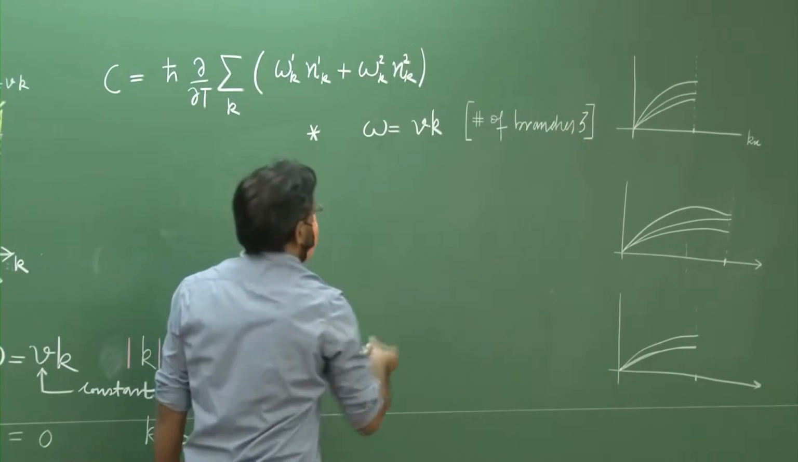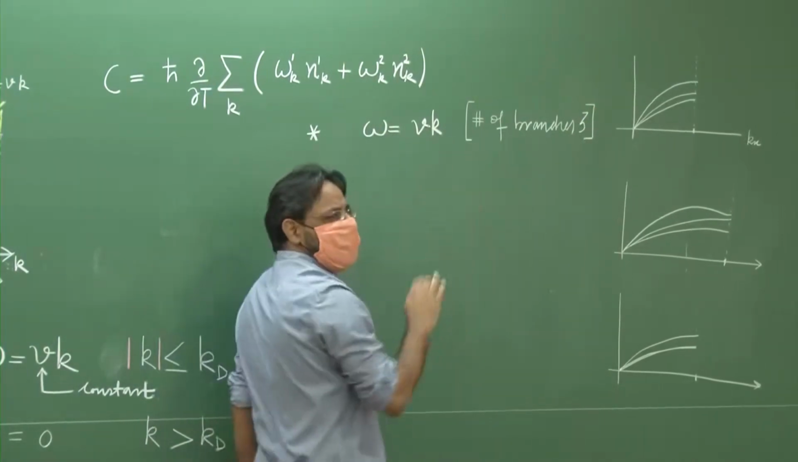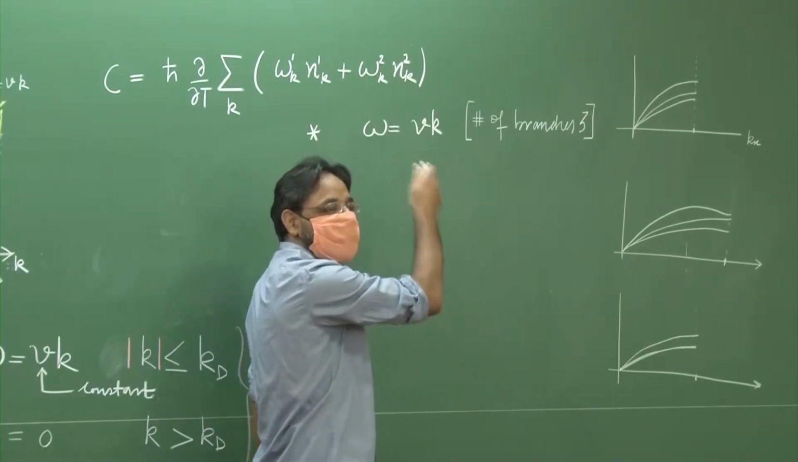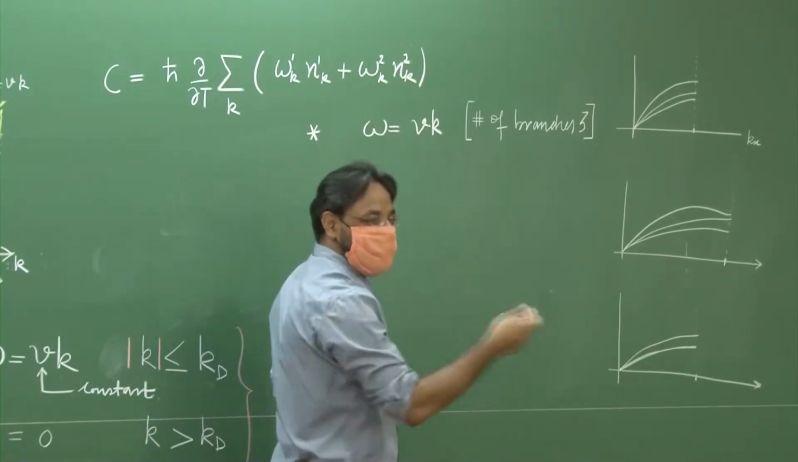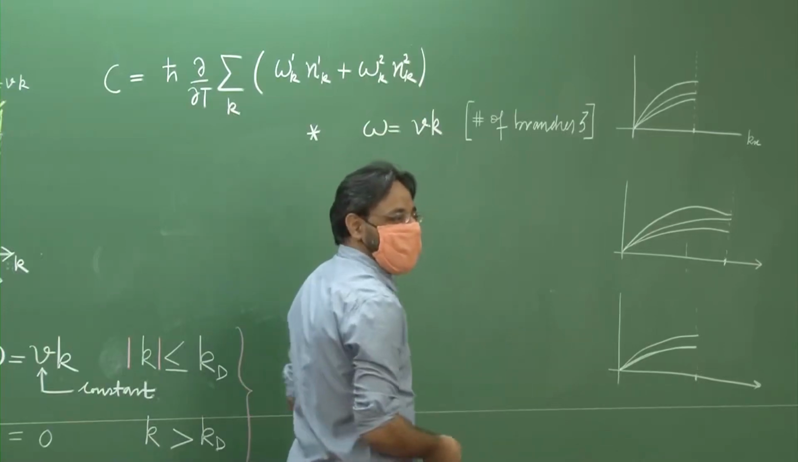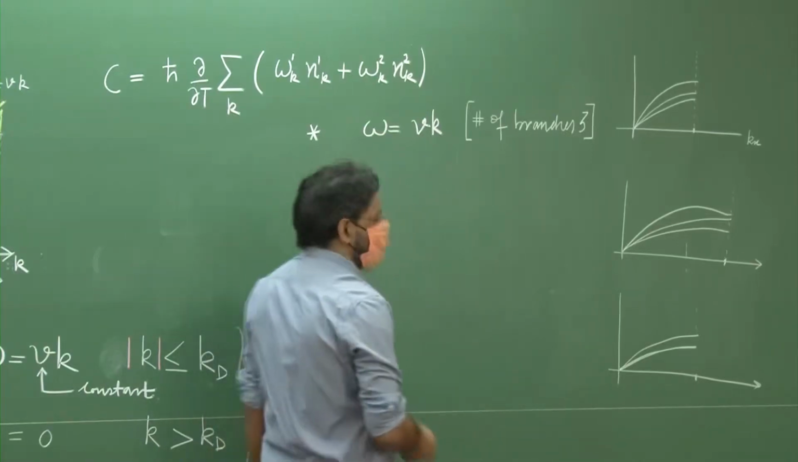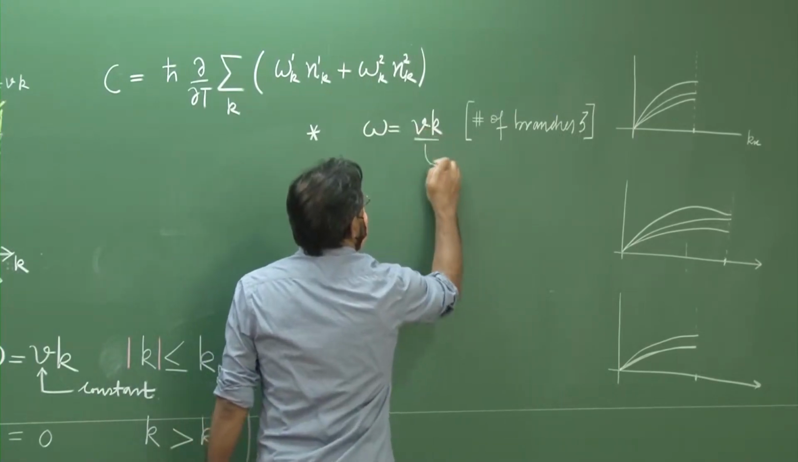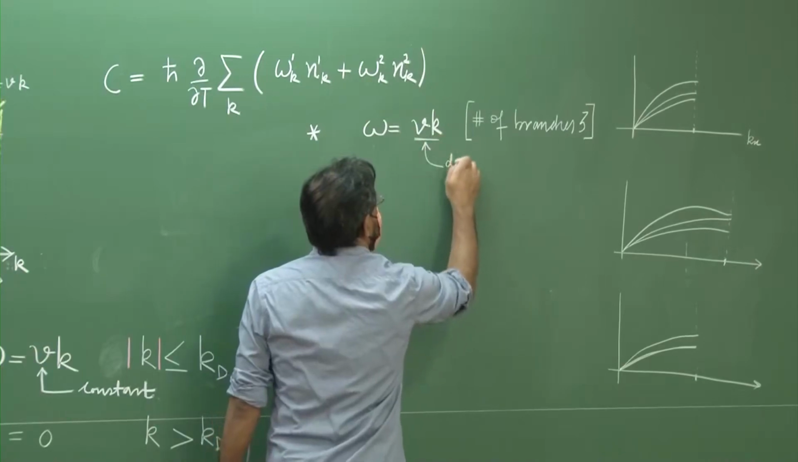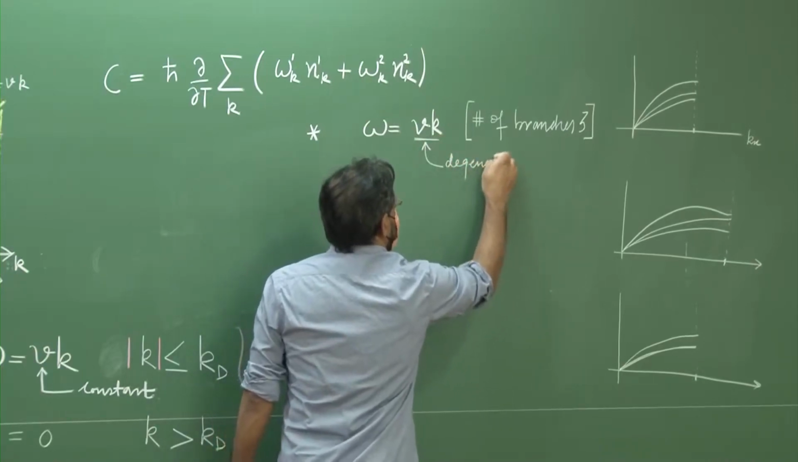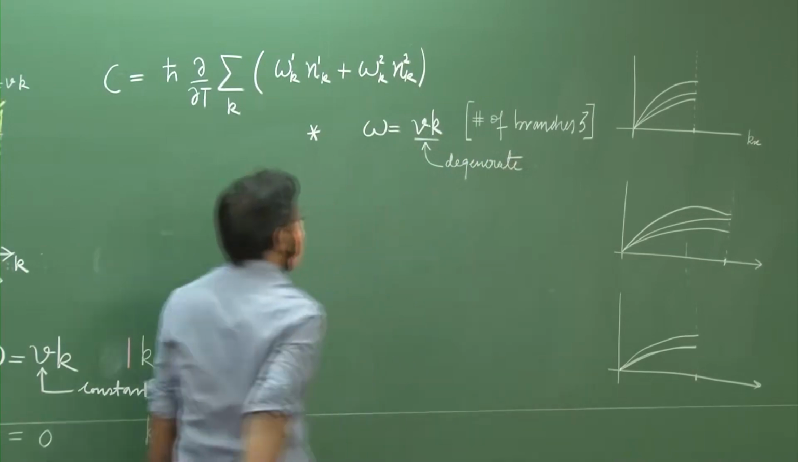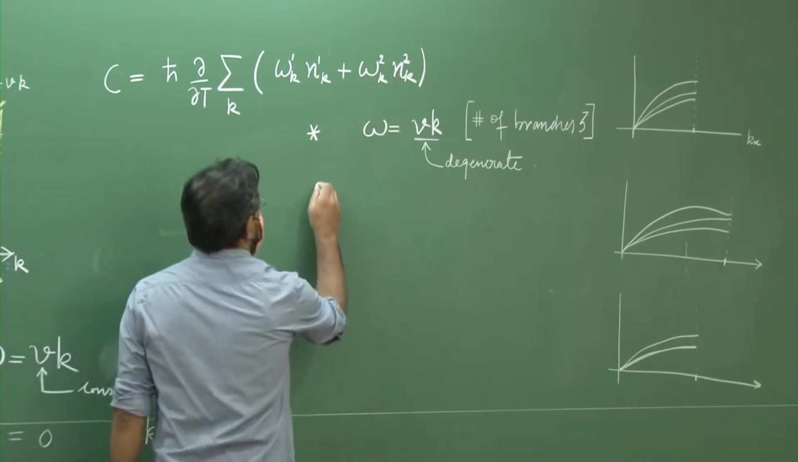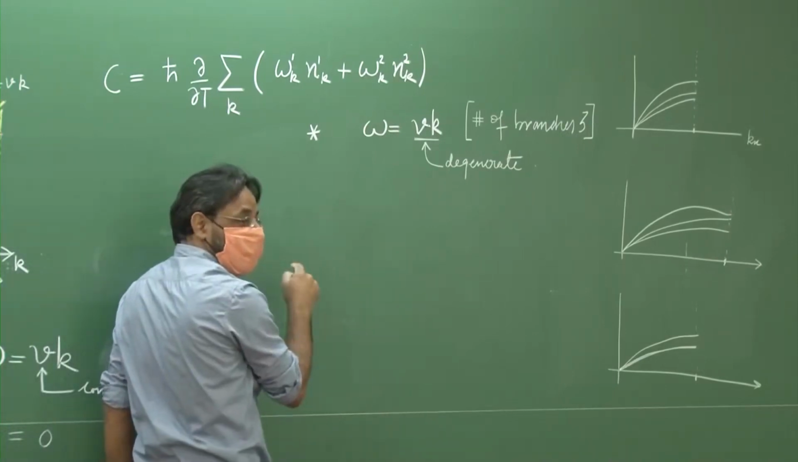Now you can assume that all 3 are degenerate. So for all 3 of them, it will be Vk. Otherwise, it will be V1k, V2k, V3k. If you want to make your life complex, you can do that, but there is no reason for us to do that. We can just take the 3 branches to be degenerate. So we are assuming the 3 branches to be degenerate. That won't change anything.